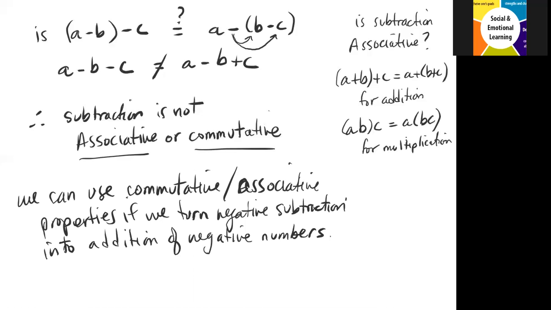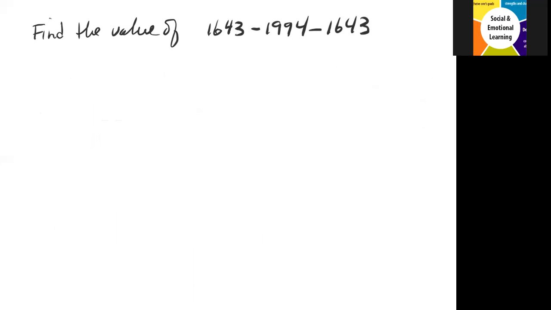So the way that we do that is, here's an example. If we were being asked to find the value of 1643 minus 1994 minus 1643. Now this might be a really easy example. You might say right away you know the answer to it, but what you're doing in your head probably is you're using the commutative property already in the associative property.